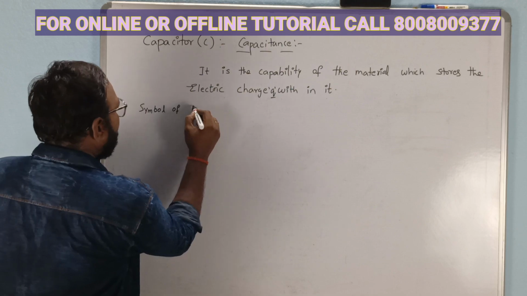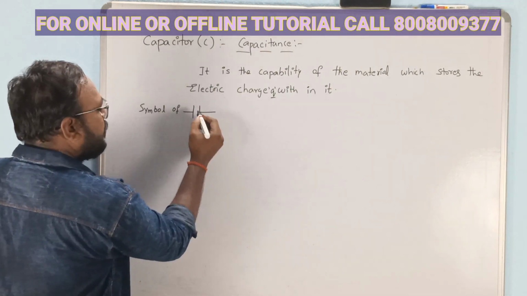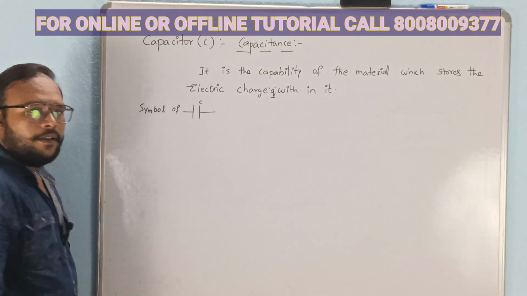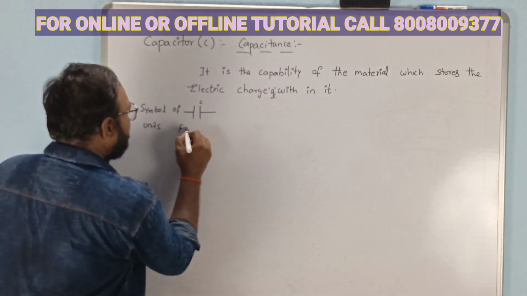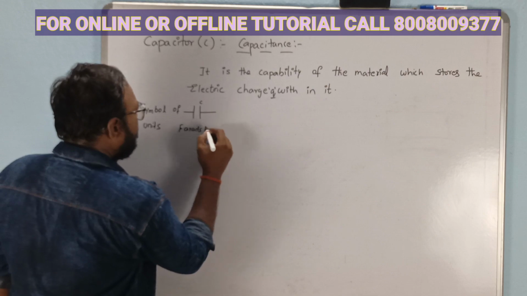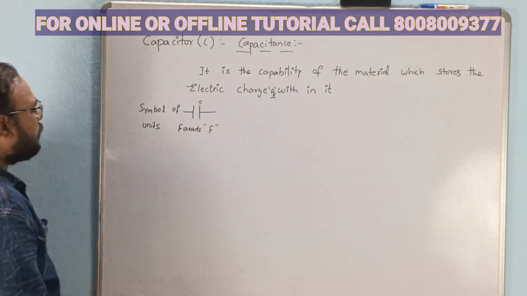The symbol of a capacitor is like this: two parallel plates, two terminals, and we call it a capacitor. The unit for capacitance is farads, denoted with F. So let us see here.